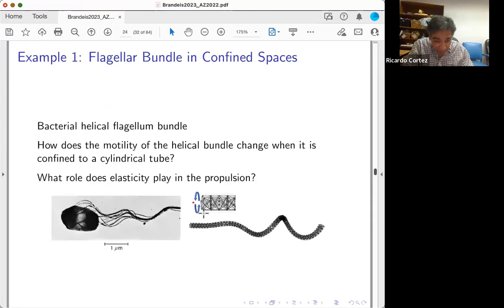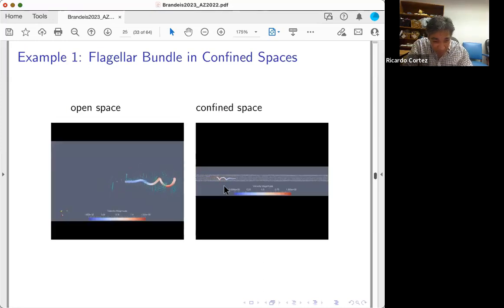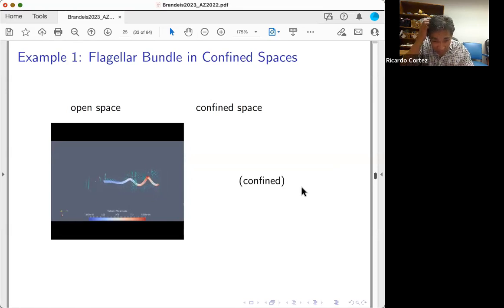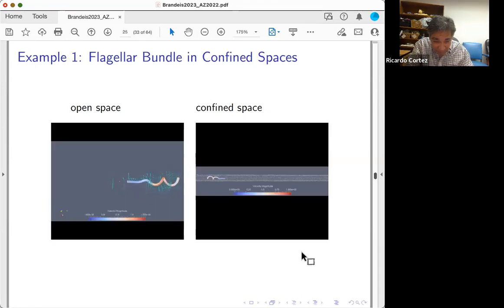But we also wanted to know what happens if you have a confined space. So this is the same helix, but it's stuck in a tube that has a pretty small radius. So it cannot turn around, it cannot go backwards. All it can do is move forward. And it moves faster than in open space when you have this confinement.